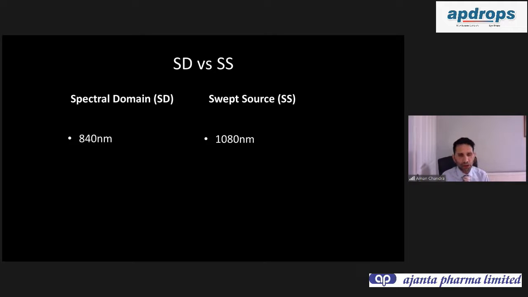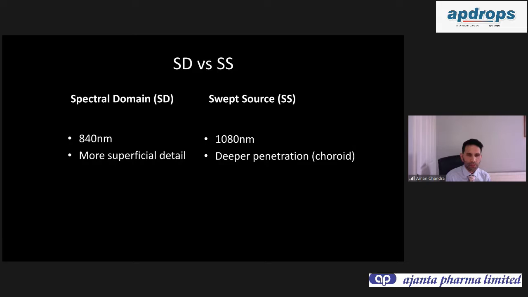So the spectral domain uses slightly shorter wavelengths of 840 nanometers, whereas swept source uses wavelengths of 1080 nanometers. Because of the slightly shorter wavelength, the spectral domain is better for more superficial layers, such as the retina, whereas the longer wavelength of the swept source allows you to go deeper into the choroid, or give you better images of the deeper structures. The spectral domain has slightly slower acquisition time, whereas a swept source has a faster acquisition time.